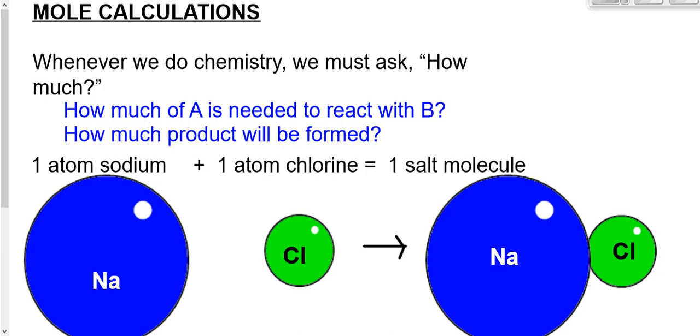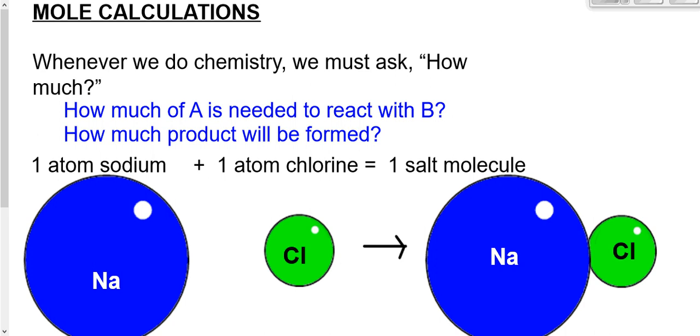Anytime we're doing a chemical reaction, we're going to have to ask how much. How much of A do I need to react with B? How much sodium do I need to react with chlorine? How much salt is formed? In its most basic level, I know that one atom of sodium reacts with one atom of chlorine to make one salt molecule. I know this will happen.